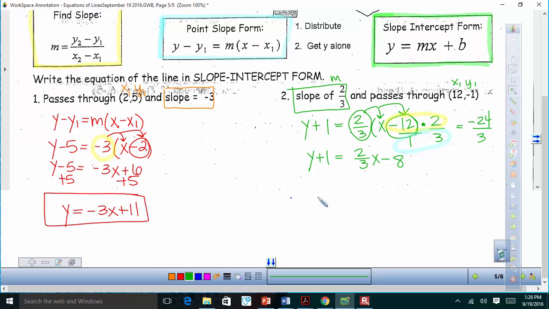Now, Alex, is y all by itself? No. How do I get it by itself? Very good. You subtract 1 from both sides. So this is y equals 2/3 x minus 9. Okay, do I have questions so far?